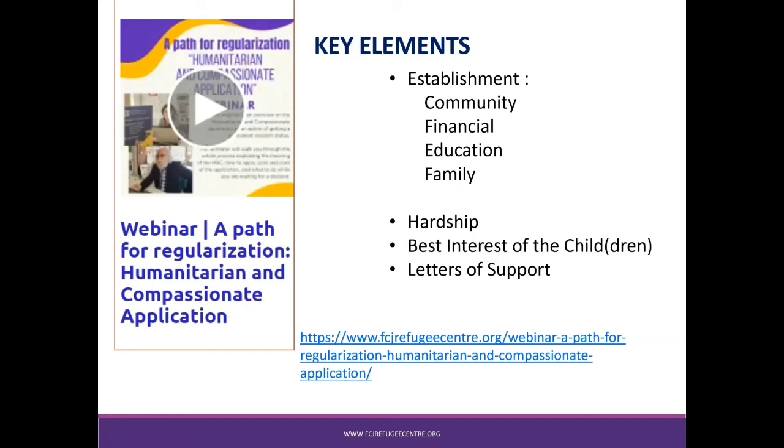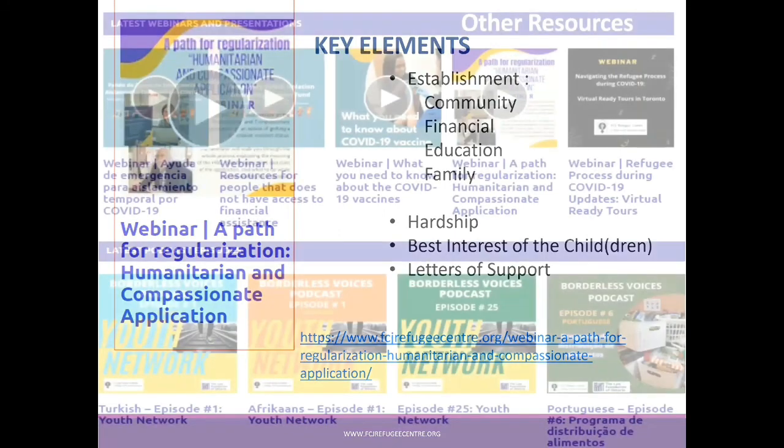And then letters of support in the different areas: labor, financial, education, family, friends, volunteer work, participation in the community, name it. You need to have letters of support for all of these.